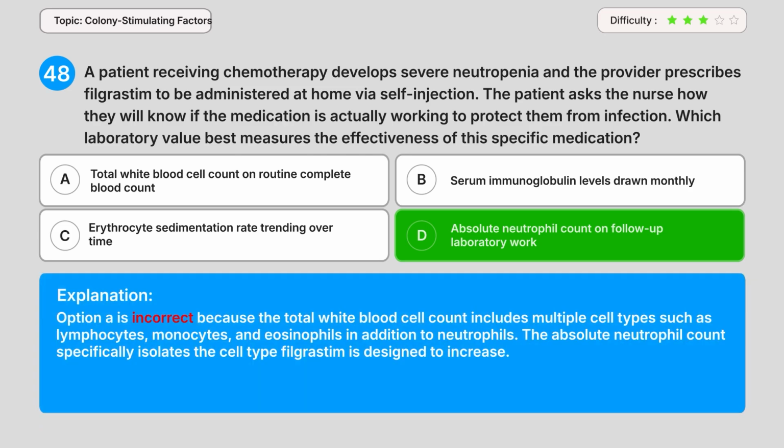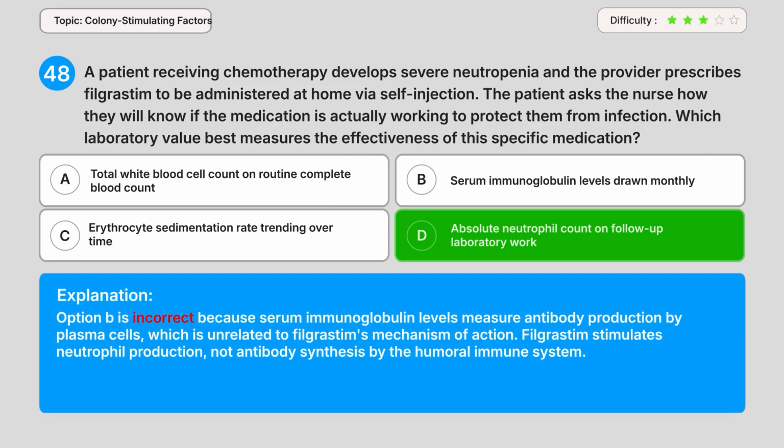Option A is incorrect because the total white blood cell count includes multiple cell types, such as lymphocytes, monocytes, and eosinophils, in addition to neutrophils. A change in total white blood cell count may not accurately reflect the filgrastim's effect on neutrophils.